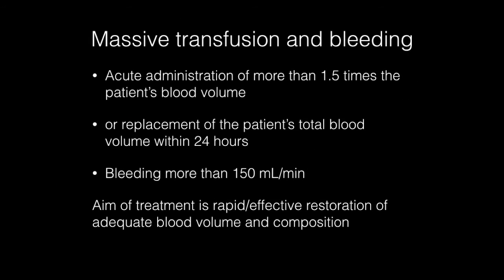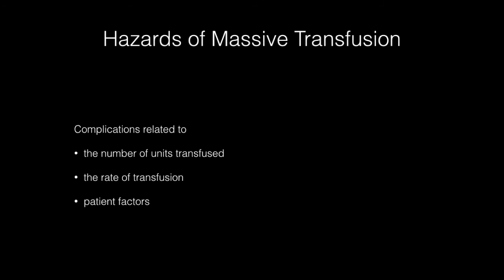Occasionally in trauma or surgery we have to give huge volumes of blood in order to stabilise a patient. A massive transfusion is defined as 1.5 times a patient's blood volume or a total blood volume within 24 hours. Speed of bleeding in mils per minute is hard to quantify, but 150 mils per minute is used as a cutoff for a massive transfusion. Problems related to massive transfusions are because you're giving a larger number of units, you're probably giving it quite quickly, and the patient's in a pretty bad state to begin with.